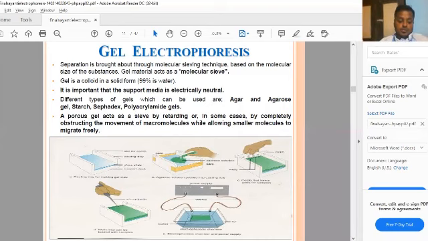Whichever DNA or proteins move, you have to compare them with the base pair ladder. Now you have to analyze this, comparing with the base pair, to see whether these proteins or this DNA are present, by comparing the DNA and the protein with the base pair.